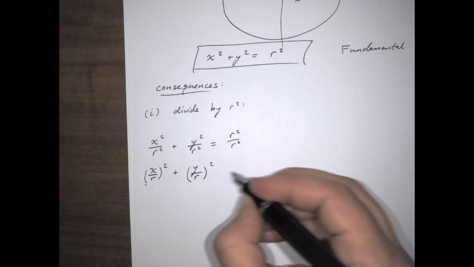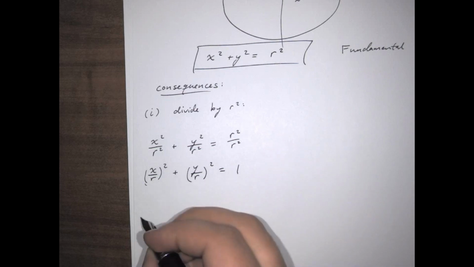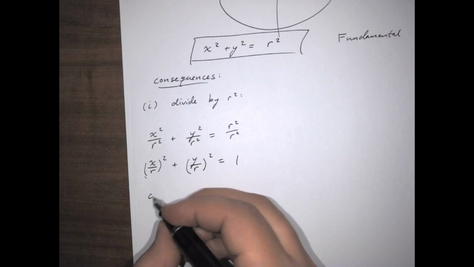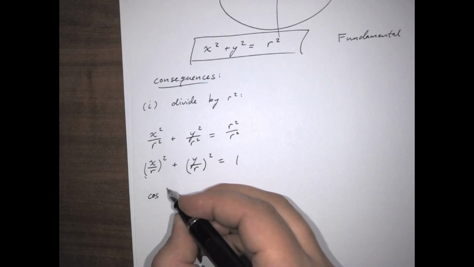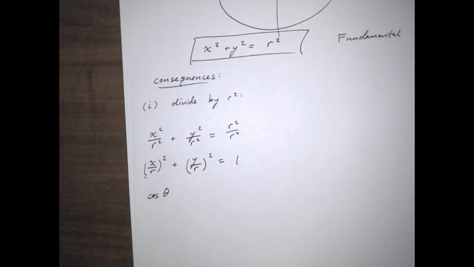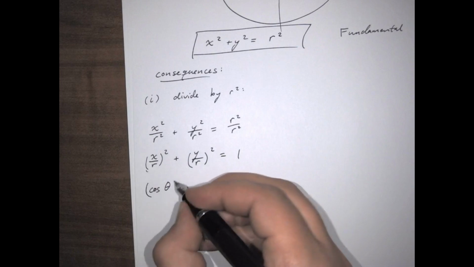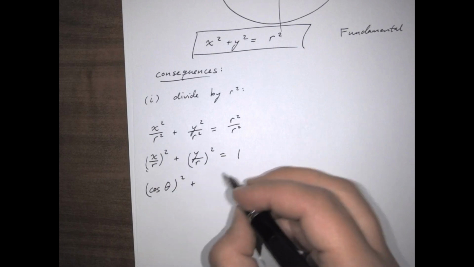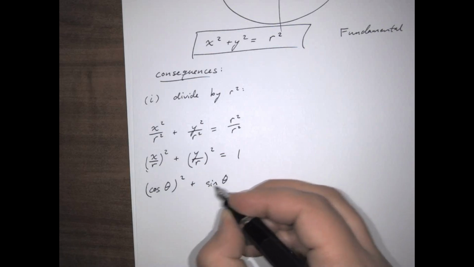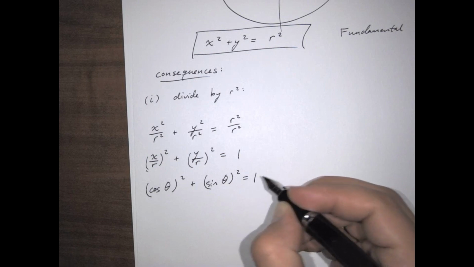Plus y over r squared is equal to 1. And then what does this mean? This means the cosine of theta, we'll call this angle theta, cosine of theta all squared plus the sine of theta all squared is equal to 1.